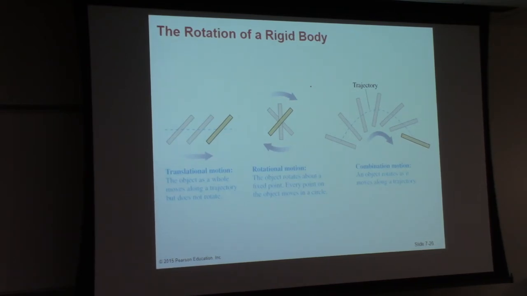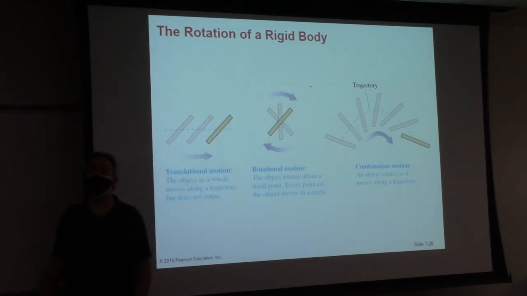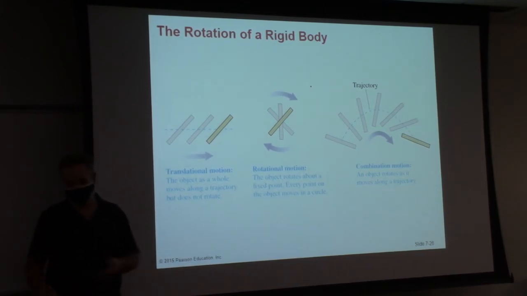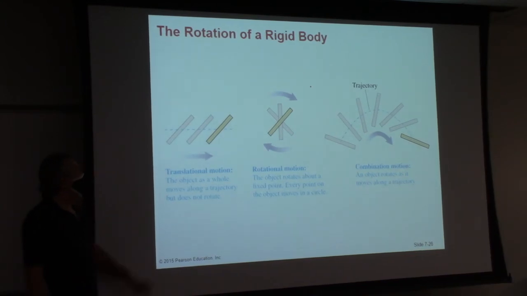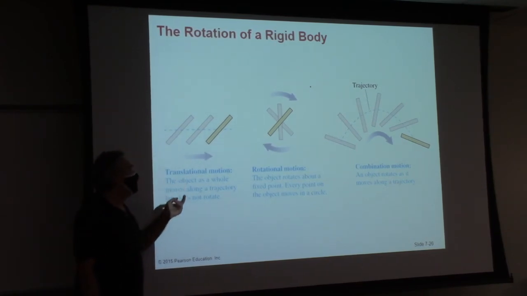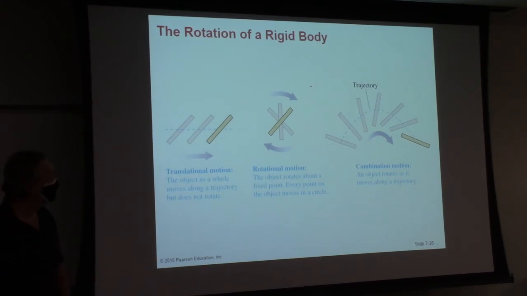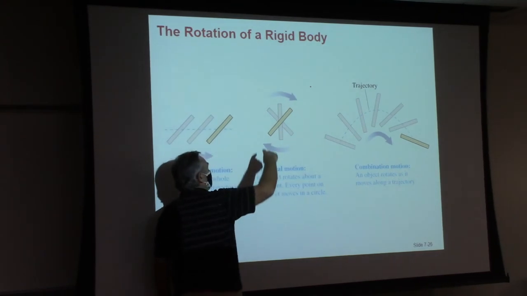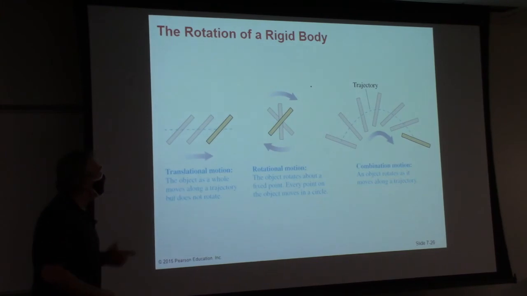Before we had translational motion. We didn't even call it translational motion at the time. We just said one-dimensional motion, left, right, up, down, that sort of thing. We even went to two-dimensional motion, but we didn't call it translational motion. Here we are talking about translational motion because now we're going to have rotational motion, so we want to clarify one from the other. Translational motion is just when you're moving this way. Rotational motion is when you're rotating on your own axis. And sometimes there's a combination.